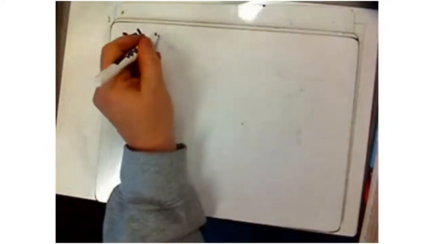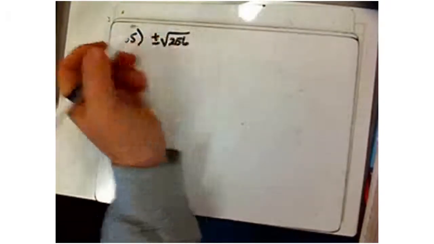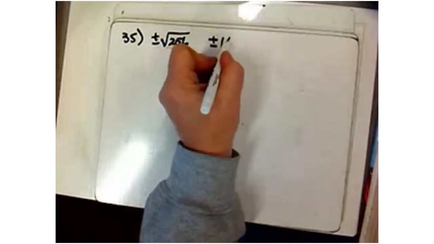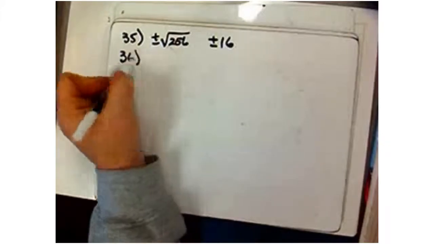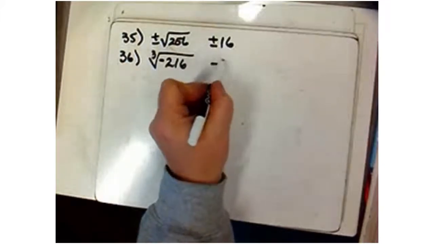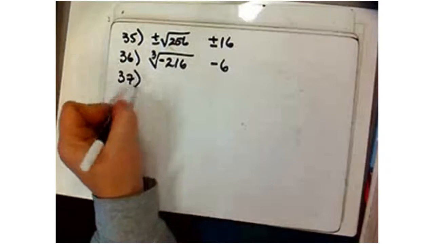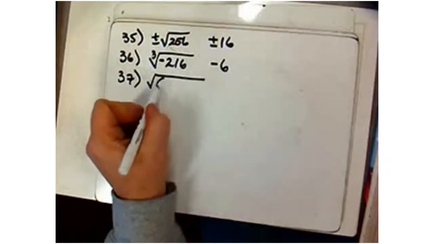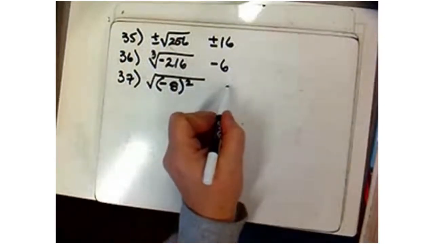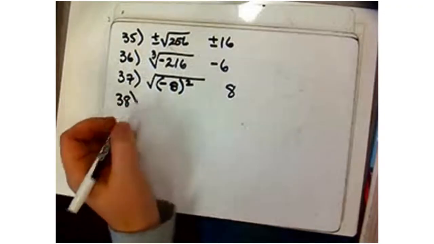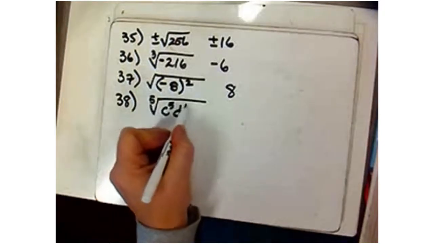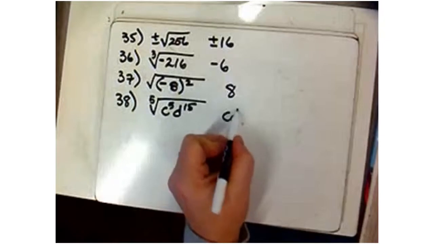35 is plus or minus the square root of 256. The answer is plus or minus 16, positive or negative 16. 36 is the cube root, or third root, of negative 216. The answer is negative 6. 37 is the square root of open paren negative 8 close paren to the power of 2. And the answer is 8. 38 is the fifth root of c to the fifth, d to the 15th. And the answer is cd to the third.